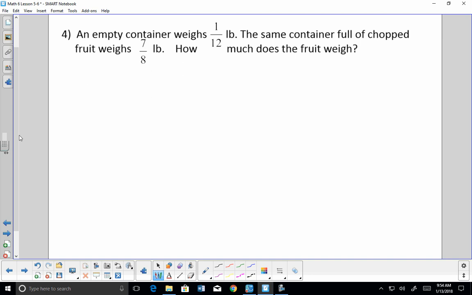It says an empty container weighs 1/12 of a pound. The same container full of chopped fruit weighs 7/8 of a pound. How much does the fruit weigh? So I need to think about this. The first thing I need to remember is I have to define a variable. And my variable is defined by what the question is asking. It's asking me how much the fruit weighs. So I'm going to let x equal the weight of the fruit.